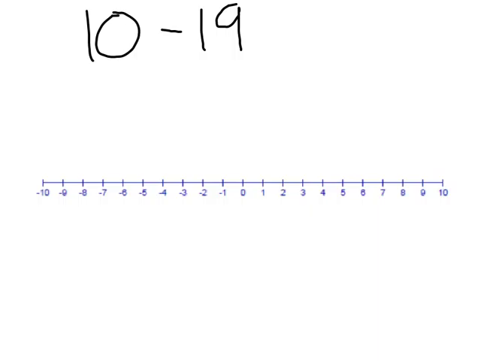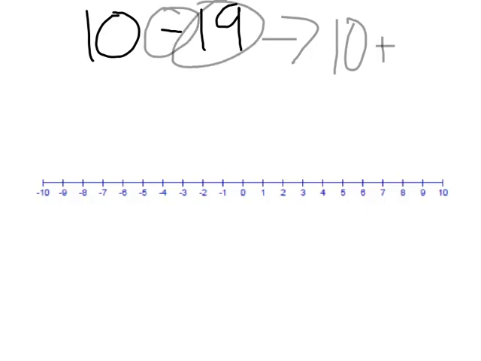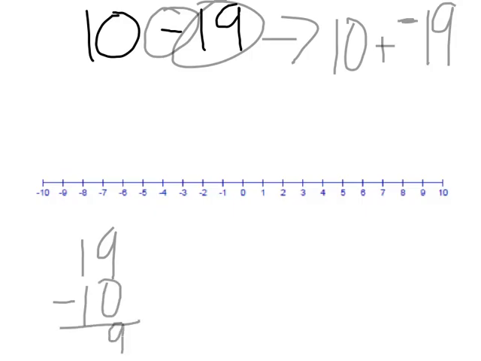Let's do another one. 10 minus 19. Now, again, this is subtraction, so the first thing I'm going to do is change it to an addition problem by using keep, change. So I'm going to keep my 10, change my subtraction sign to a positive sign, and add a negative sign to this 19. So this is 10 plus -19. All right, so I'm going to subtract my numbers, keep the sign of the larger number because the signs are different. 19 minus 10 is 9. Keep the sign of the larger number, which is 19, so this is a -9.